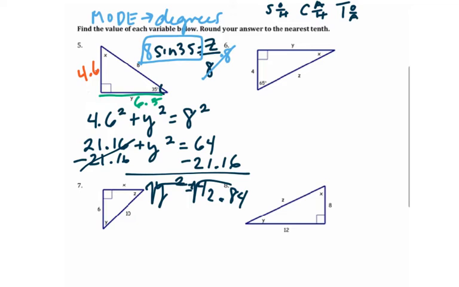Okay, so I solved for Z by using trig. I ignored all of the other sides, and I solved for Z that way. I solved for Y by doing Pythagorean theorem, because I had two sides of a right triangle. So now the only thing I have left is X.